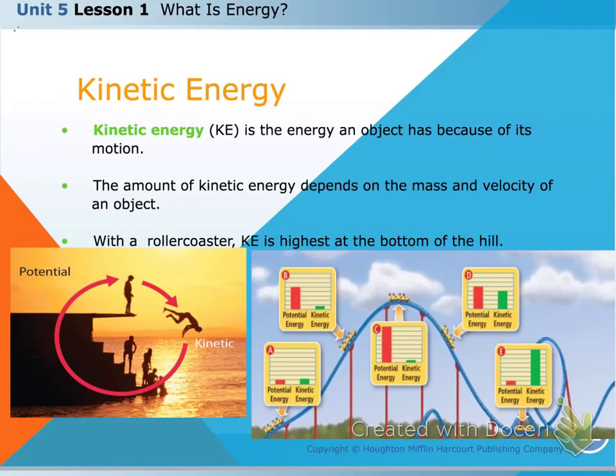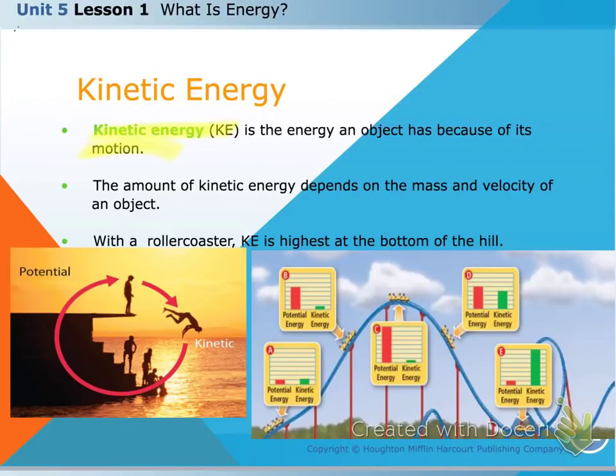Kinetic energy I mentioned earlier when I talked about potential energy. Kinetic energy will be abbreviated with KE. And this is our energy of motion. So if something's moving, it's said to have kinetic energy. Now, the amount of kinetic energy is going to depend on the mass of the object and the acceleration or velocity of the object, so how fast it's going.